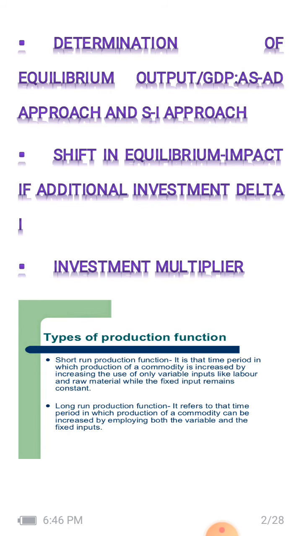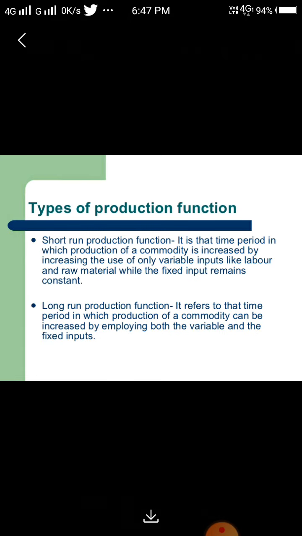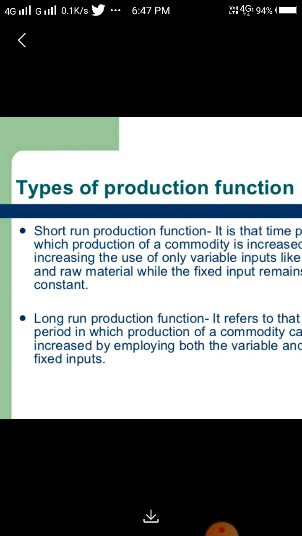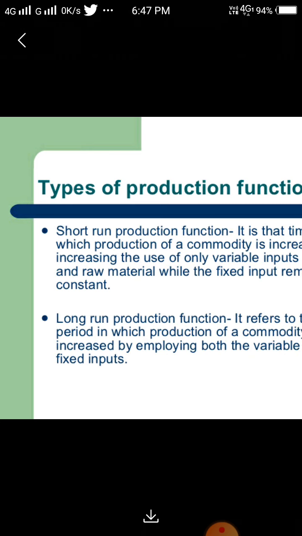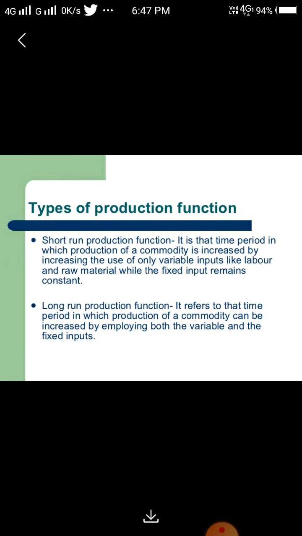Students, first of all we are studying this chapter. We understand some fundamental things, right? Types of production functions: the short run production function and long run production function. First we understand what is the short run production function.